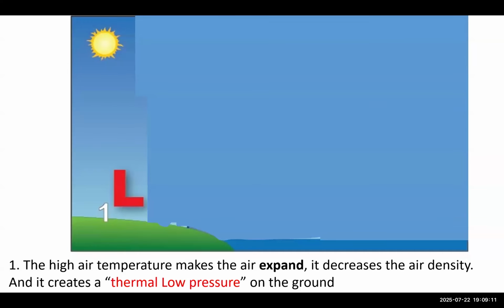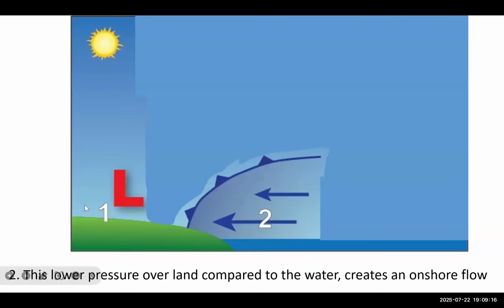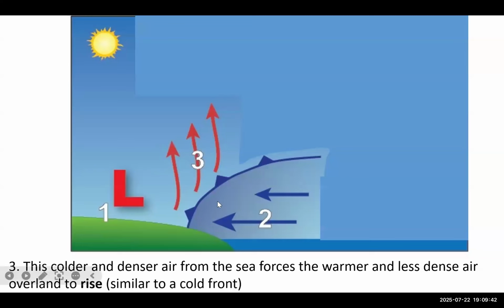So this creates what we call a thermal low on the ground. Because you've got lower pressure relative to over the water, it creates a wind blowing from the sea to the land. This is a colder wind, and this is why we used a cold front symbol here. When this air reaches the land, it acts as a lever and is going to help the rise of the warmer air that has been warming up over land.